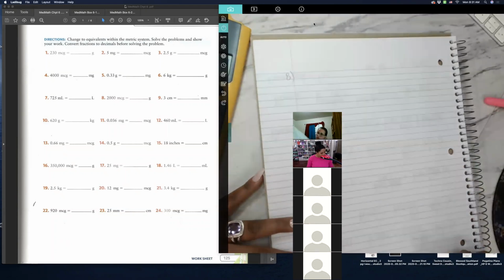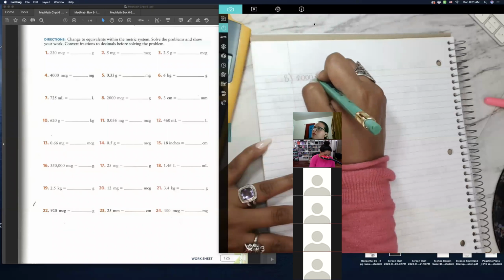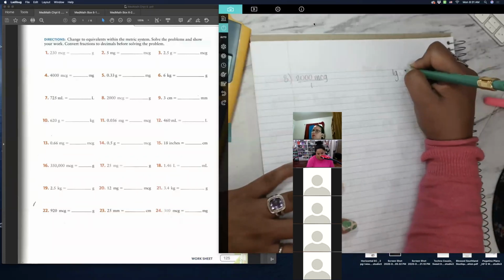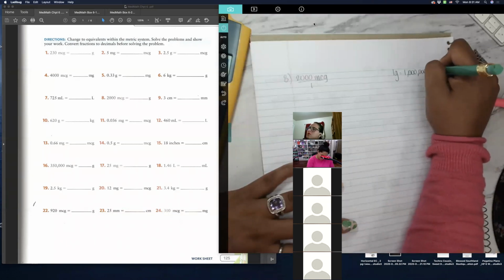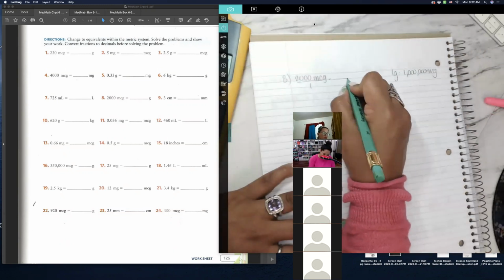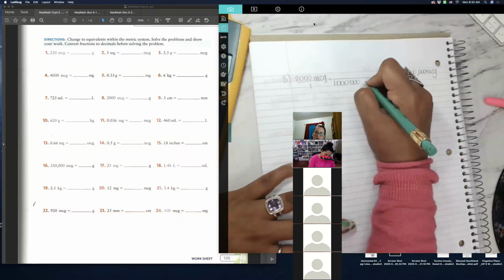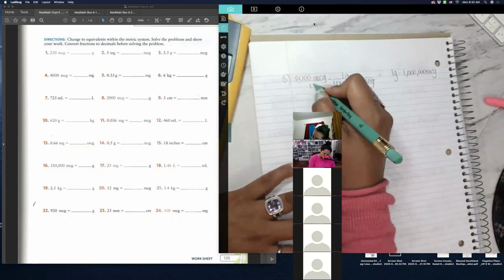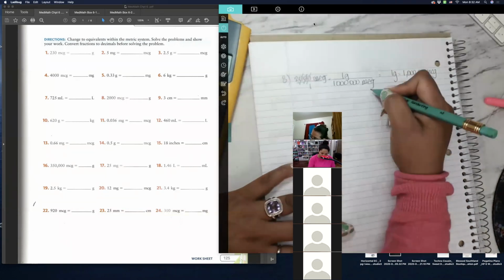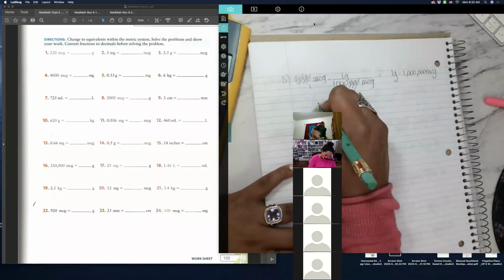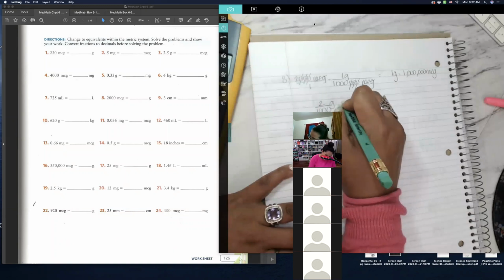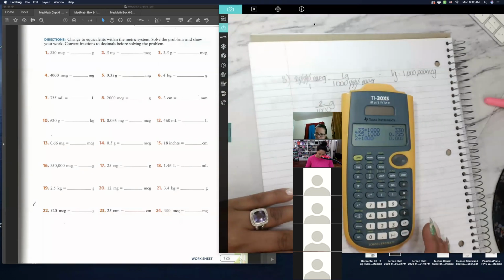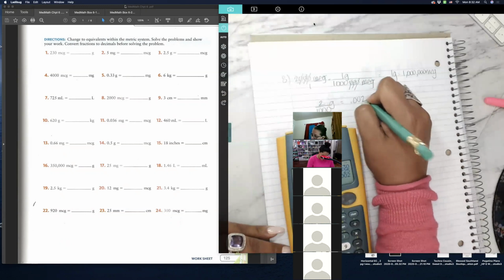Number 8, we want to convert 2,000 micrograms to grams. So again, in 1 gram, there's 1,000,000 micrograms. So set up our units so they cancel. So 1,000,000 micrograms to 1 gram. And our units are going to cancel. And then I have 1, 2, 3 zeros cancel from there, and 1, 2, 3 zeros cancel from there. So what I have is 2 over 1,000, and the unit I have left is grams. So I just plug that into my calculator, and that's going to give me 0.002 grams.